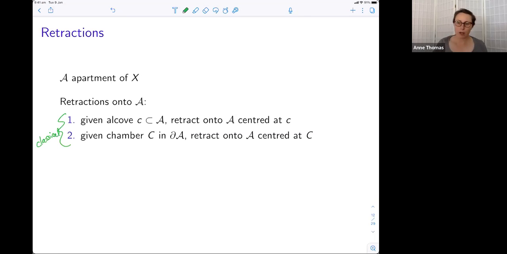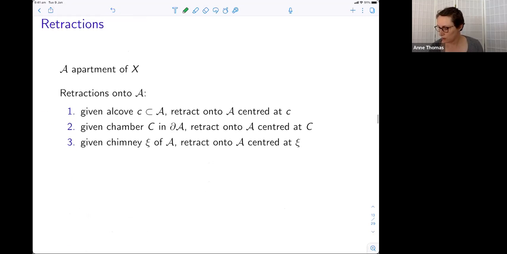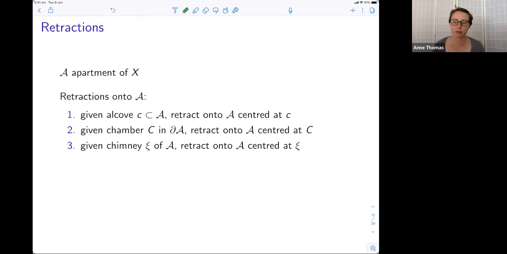So these are classical retractions. And one thing we do in this work is we formulate another kind of retraction called a chimney retraction, which is actually a common generalization of these two.